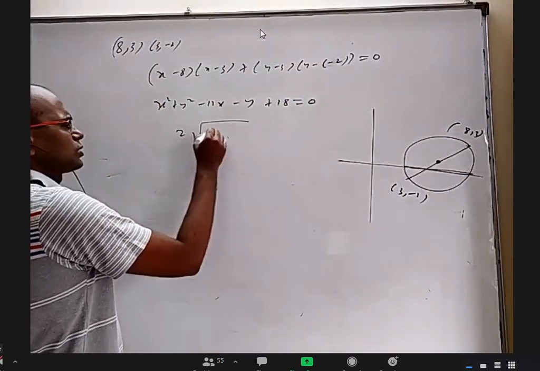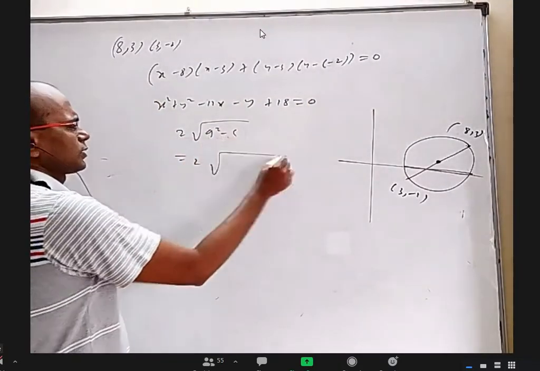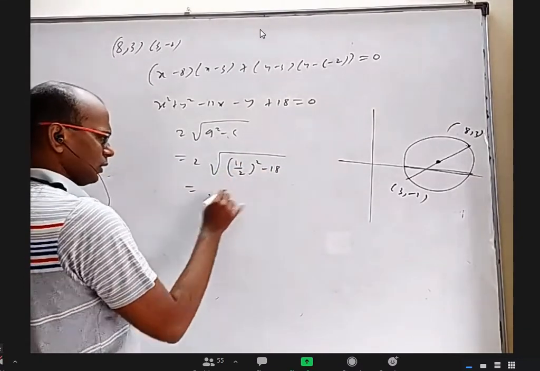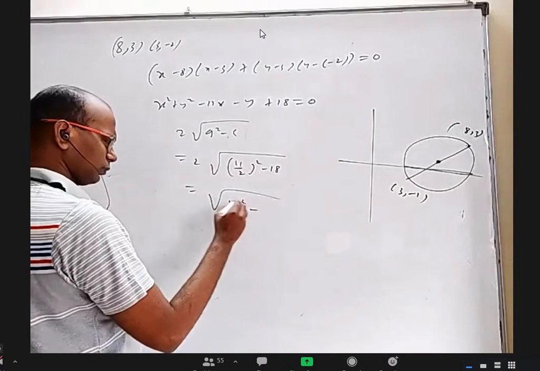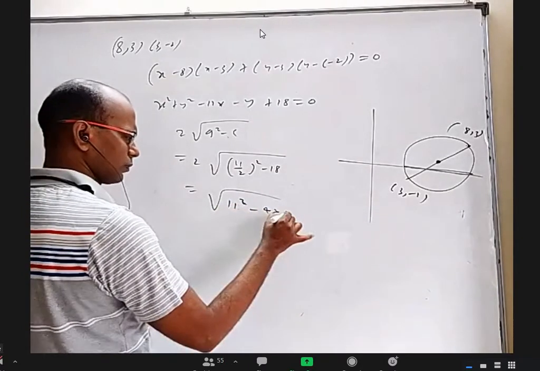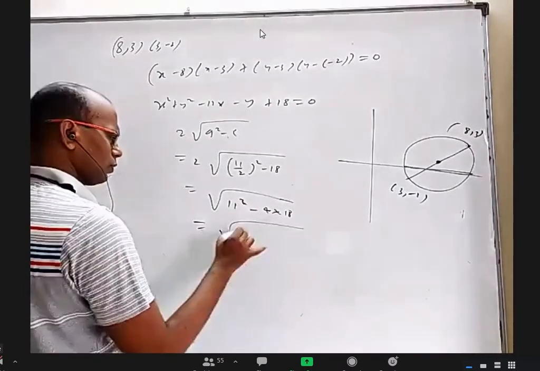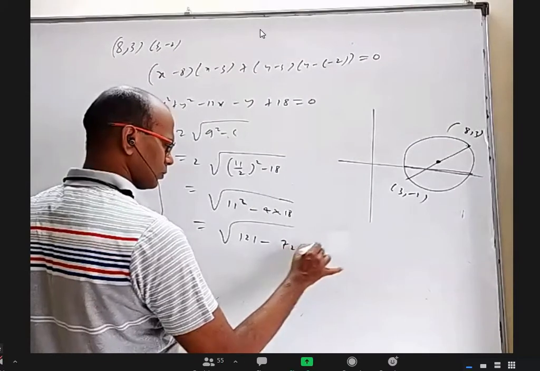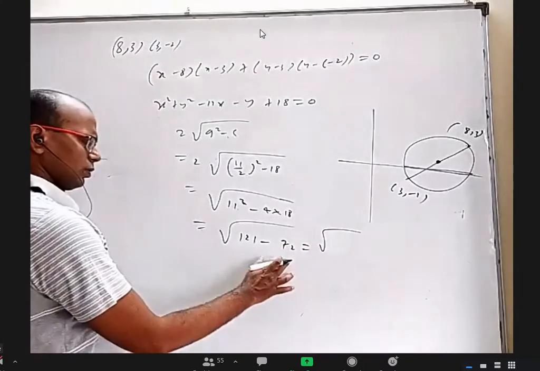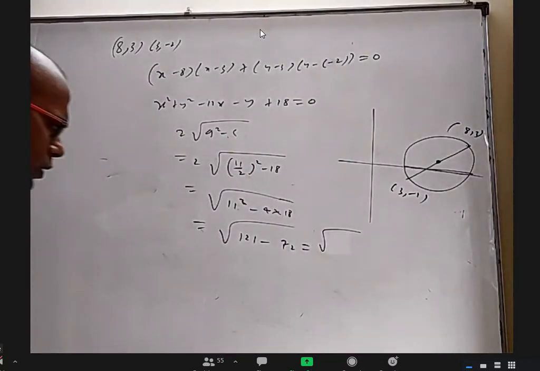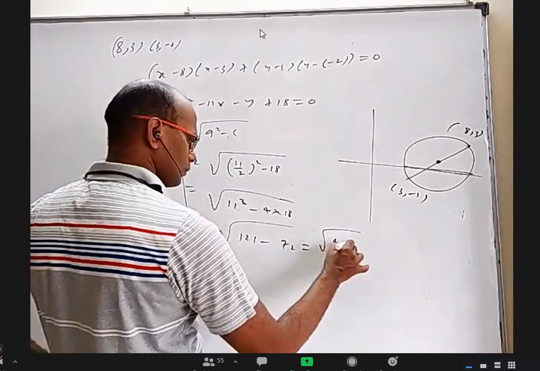So 2 root g square minus c is the formula for the x intercept. g is 11 by 2, whole square minus 18. If I take this 2 inside, 11 square minus 4 into 18. 121 minus 72. Root 49, which is 7.